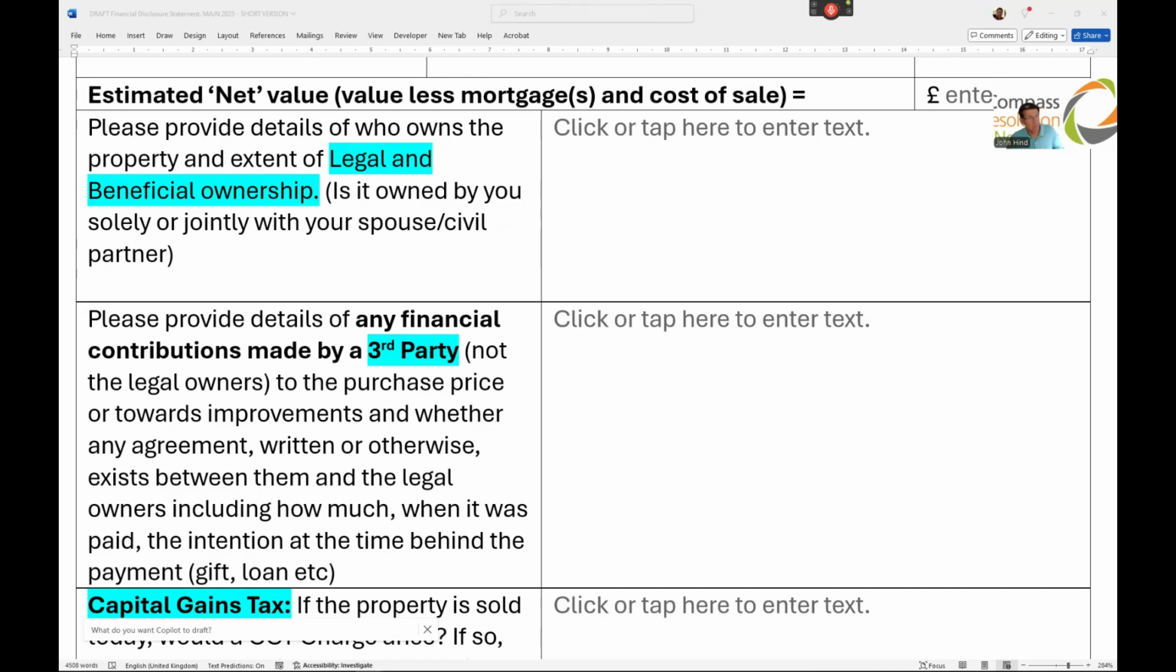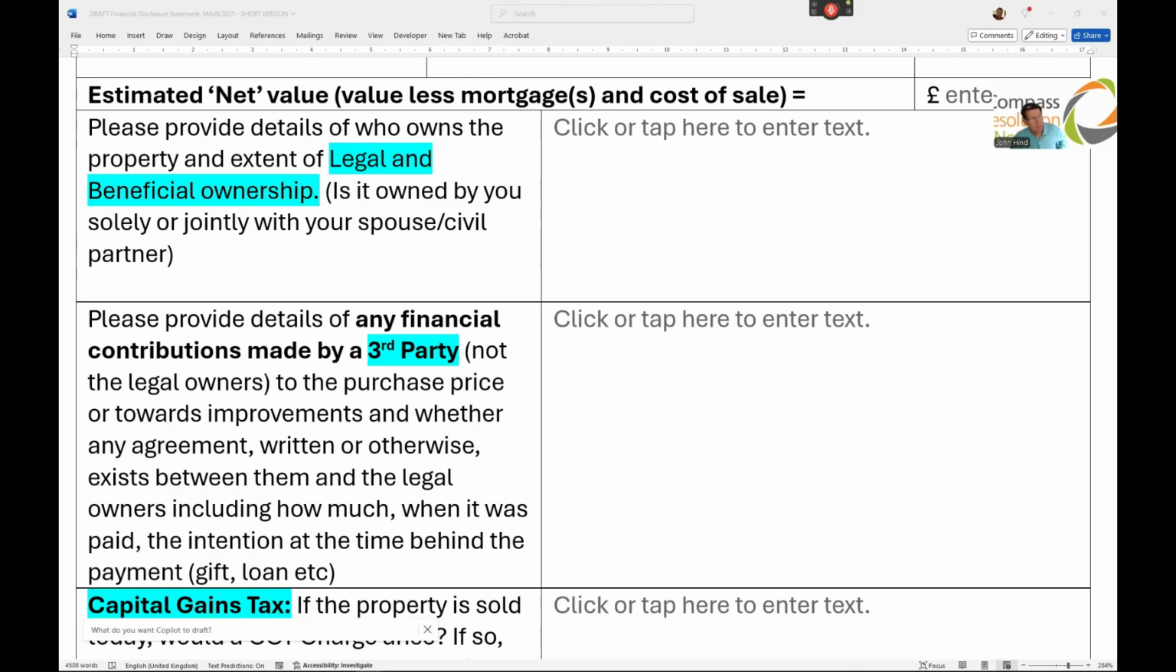Now, understanding these differences would be important to be able to reach a fully informed, fair financial agreement in mediation. I also talk about providing details here, or asking about details, for any financial contributions made by third parties, i.e. not the legal owners. And this may be towards the purchase price or towards improvements and so on.